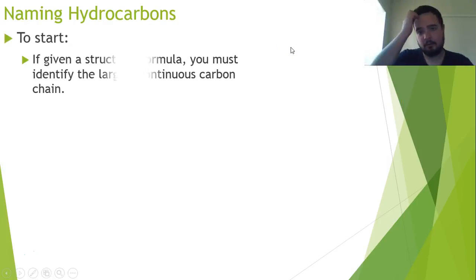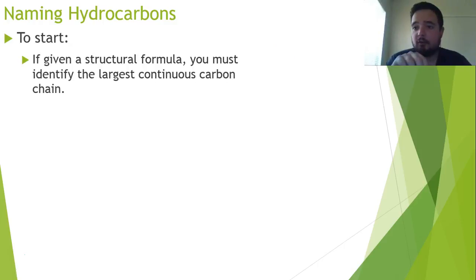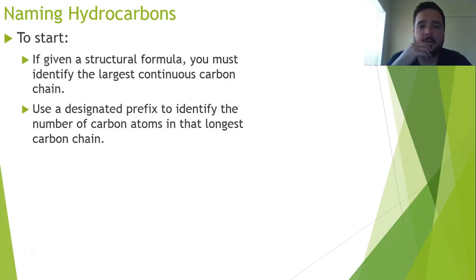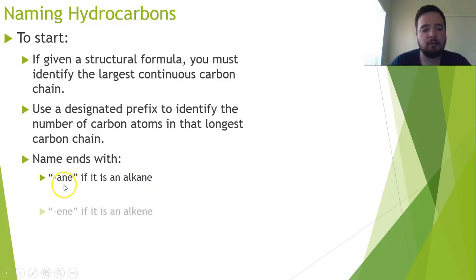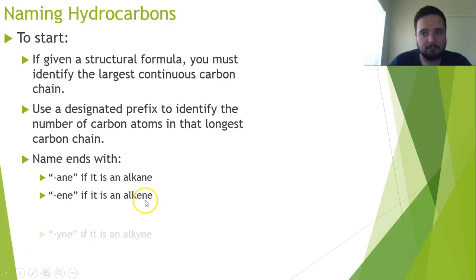So, naming hydrocarbons. To start, if you're given a structural formula, you must identify the largest continuous carbon chain. After you identify it, based on the number of carbons in that chain, you use a designated prefix in front to indicate the number of carbons in that longest chain. Then the name ends with "ane" to represent an alkane, "ene" for an alkene, and "yne" for an alkyne.